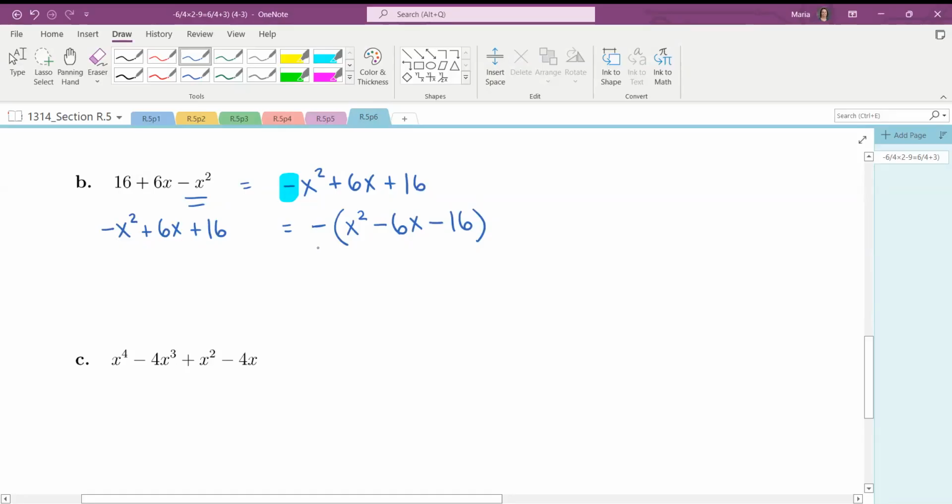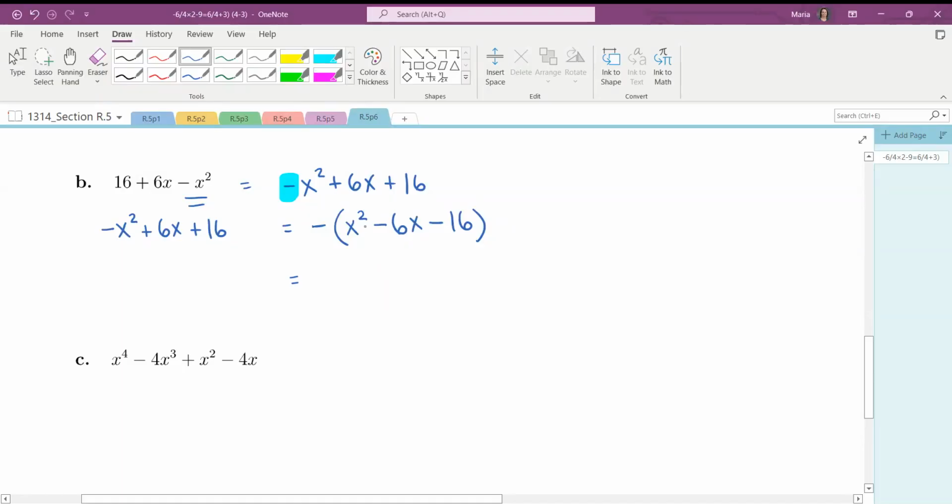Okay, so why I did that, I'm just going to check myself at this point. Negative times positive will give you negative x squared. Negative times negative will give you positive 6x. And then negative times negative will give you positive 16. So factoring out a negative just changes the sign of every term.